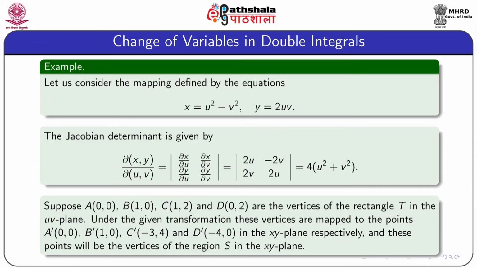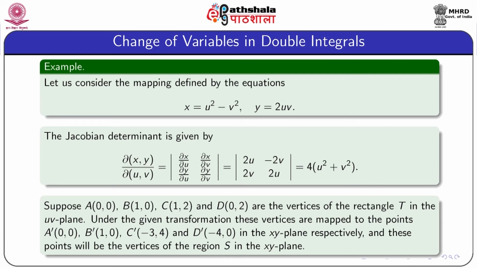We cite an example. Let us consider a mapping defined by the equations x equal to u square minus v square and y equal to 2uv. We calculate the Jacobian determinant and find that this equals 4(u square plus v square). Now, we suppose a rectangle T which has the vertices A(0, 0), B(1, 0), C(1, 2) and D(0, 2) in the uv plane.